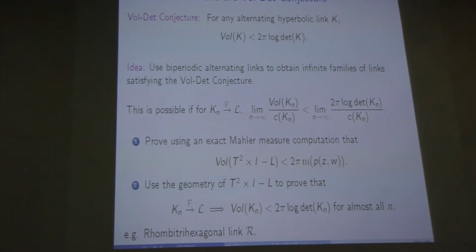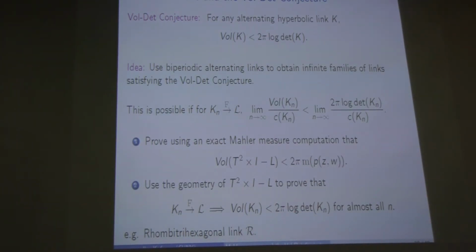Step 1 is to prove, using an exact Mahler measure computation, that the volume of T2 cross I minus L is less than 2 pi times the Mahler measure. And the second step is to use the geometry of T2 cross I minus L to prove that if Kns converge to L, then we basically get the Vol-Det conjecture for almost all n. Okay?